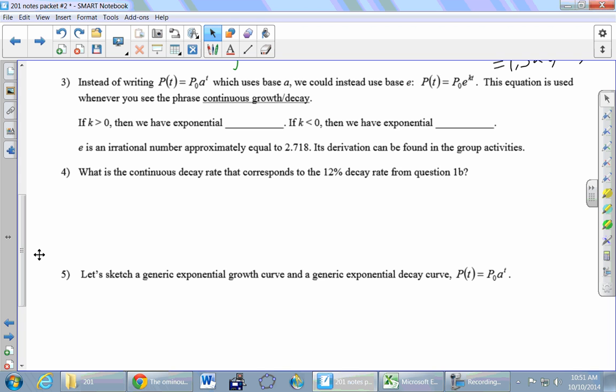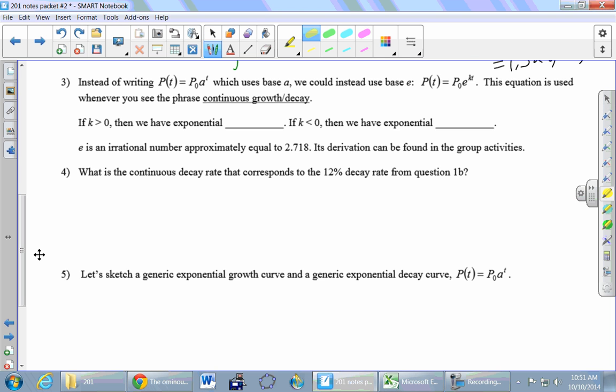Okay, so let's come on back to number 3. And I think we're up to Kyle. Instead of writing P equals P sub 0 A to the t, where we choose the base A, we could instead use P equals P sub 0 e to the kt. This equation is used for growth.